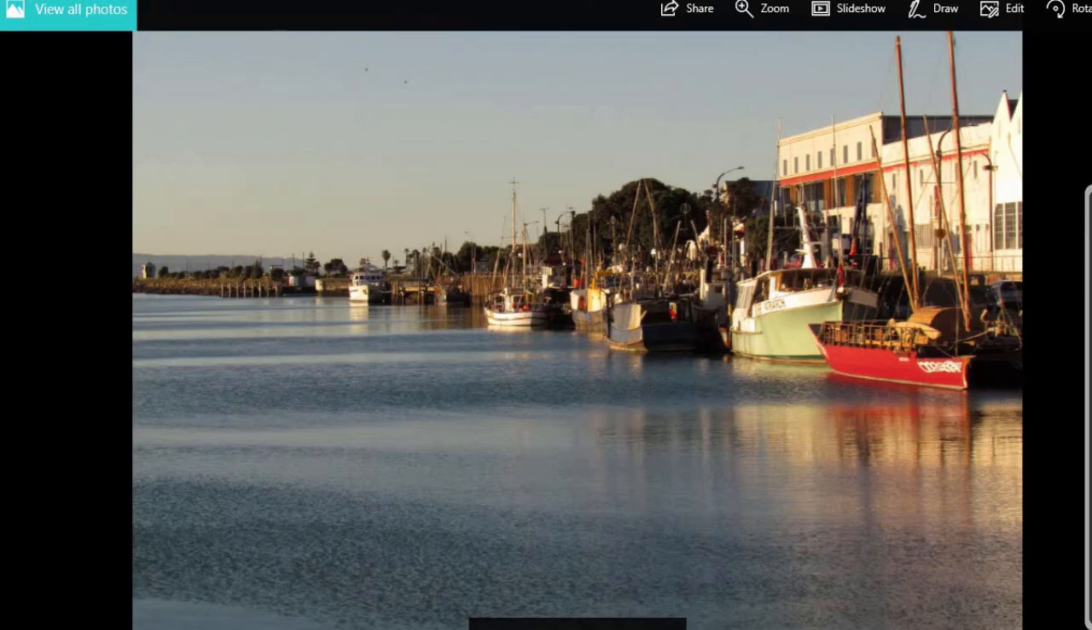And today we'll just finish with a picture of the port area, Napier, on a pleasant autumn afternoon.